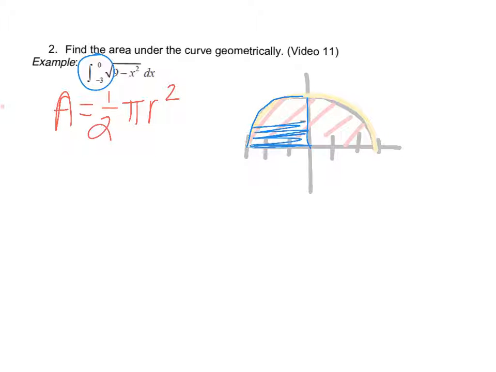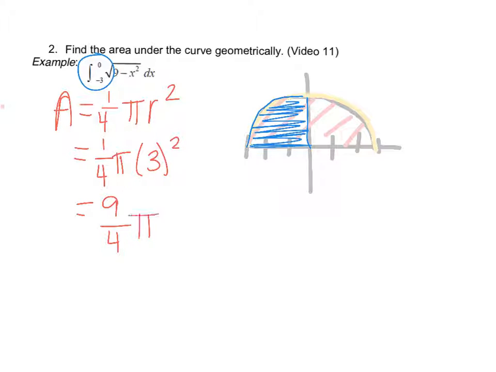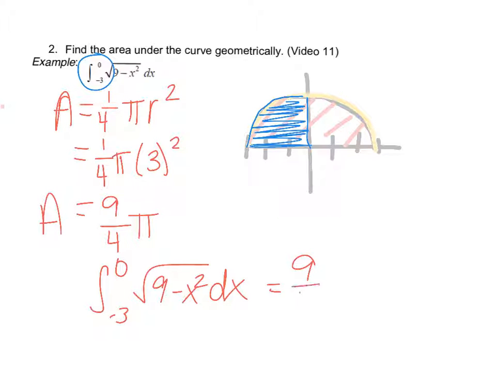So I'm not actually finding the area of the semicircle, I'm finding the area of the quarter circle. So I'm going to change this 1/2 to 1/4. So I have 1/4 pi, my radius is 3 squared. So this is going to give me 9/4 pi as my area. That means that the integral from negative 3 to 0 of the square root of 9 minus x squared dx is 9/4 pi. And I'm pretty confident saying that's not just an approximation because I was able to geometrically draw it and I could see that everything that I'm shading in here is actually covered. The area is actually a perfect quarter circle.